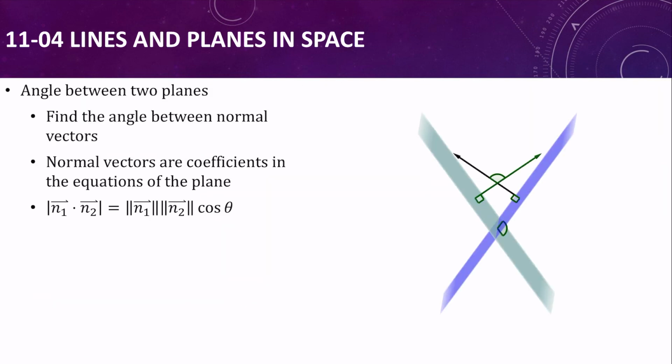We can find the angle between two planes because using geometry we can show that the angle between the normal vectors is the same as the angle between the planes. If you remember, to find the angle between two vectors, the dot product equals the product of the magnitudes times the cosine of the angle.